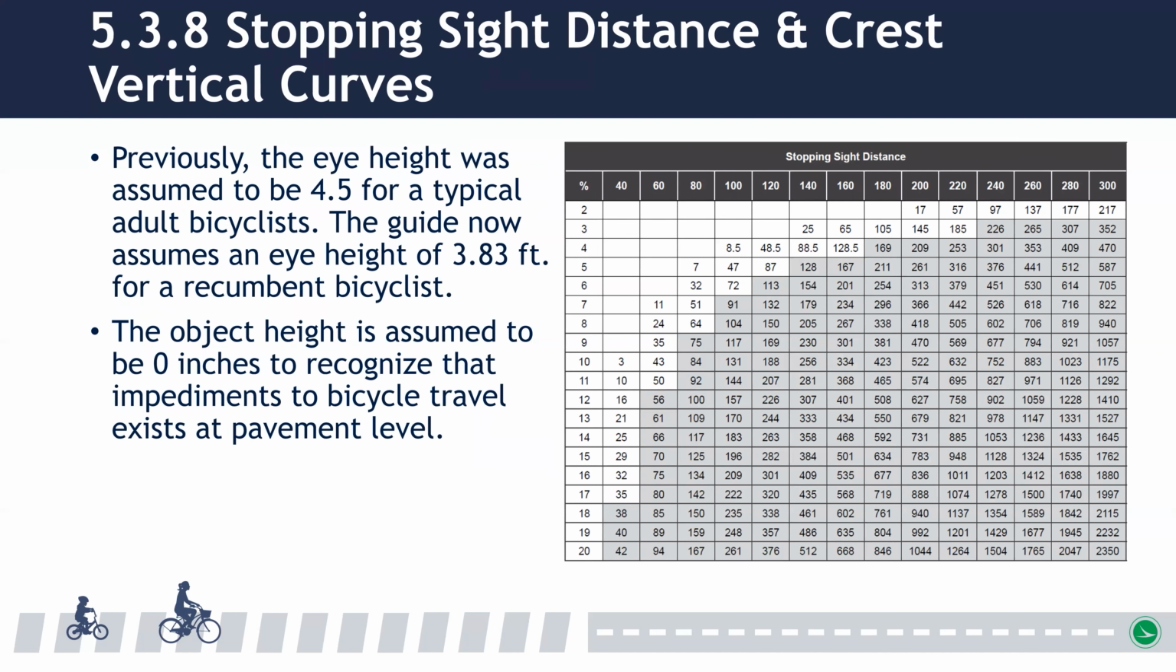Sight distance is another important aspect of designing a shared use path. The minimum length of crest vertical curves has increased based on the new eye height assumptions, which consider a person riding a recumbent bicycle who has a lower eye height than the typical adult bicyclist. The MDG provides these updated values. Eye height is a fundamental design consideration for user visibility and stopping sight distances, which is further discussed in section 3.5.1 of the guide.